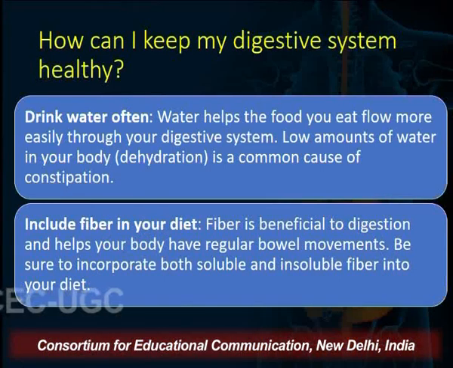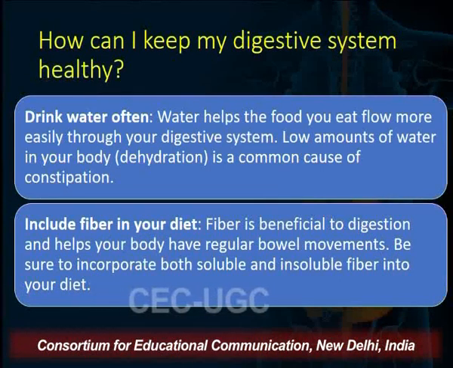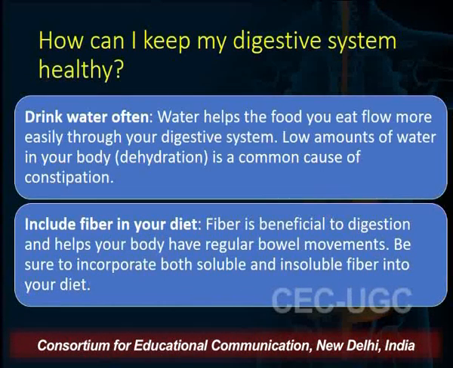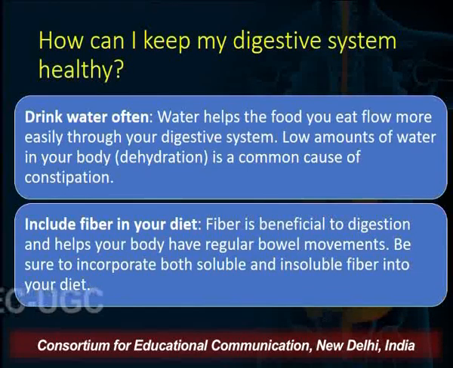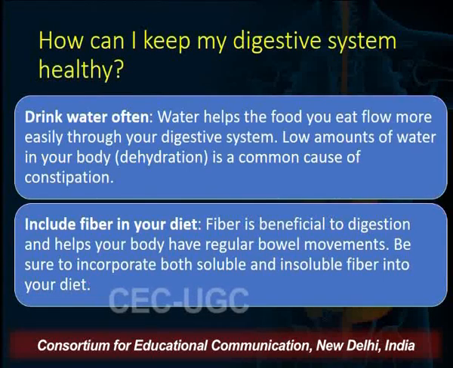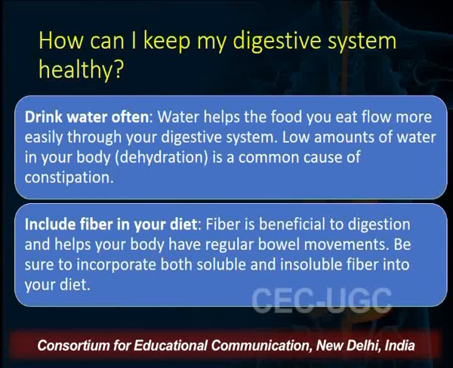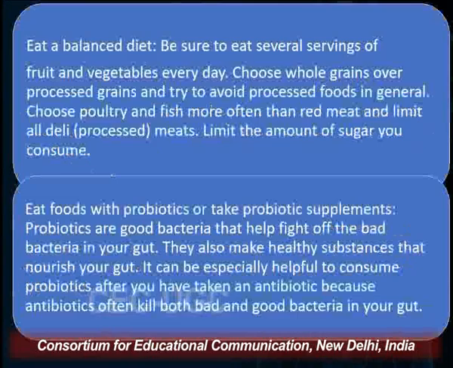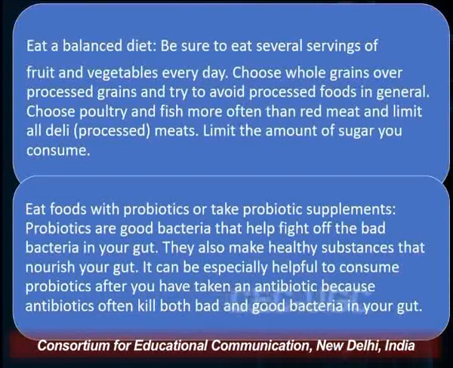Now, how can I keep my digestive system healthy? Most of the time this question comes to our mind. Drinking water often is the first step we can take. Water helps the food you eat flow more easily through your digestive system. A low amount of water in our body is a common cause of constipation. Include fiber in your diet. Then eat a balanced diet.